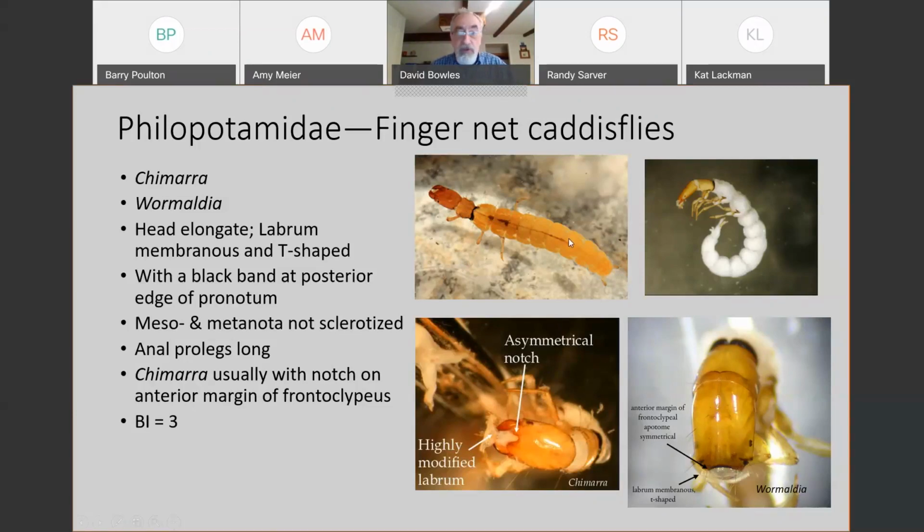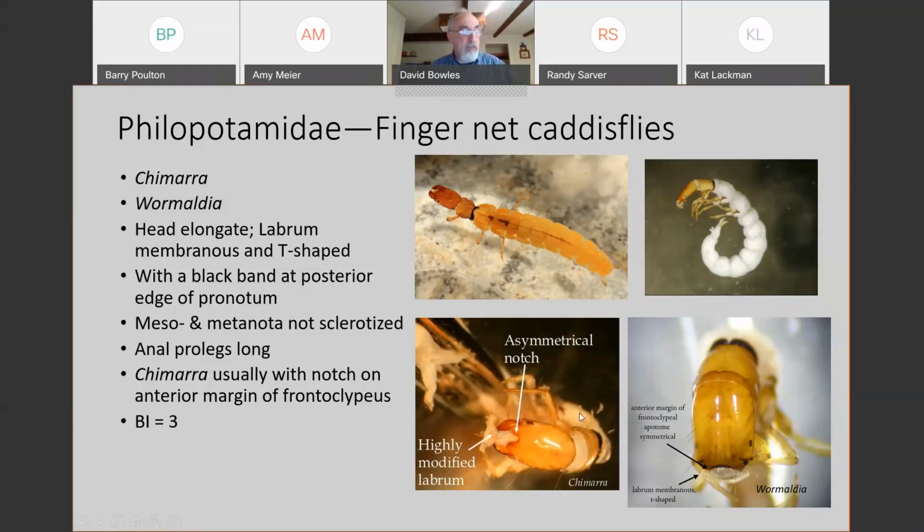When you see these fresh in a sample, and you have a live sample, if you have Chimarra, they are very distinctive because that head capsule is a very bright orange, very orangish in appearance, and the body is very yellowish. So they really jump out at you when you see them. If you find a Wormaldia, they are more cream colored in appearance, and the head is still orange, but not quite as prominently so. But I was collecting some Wormaldia this weekend in the Buffalo. They're fairly common in Ozark streams.